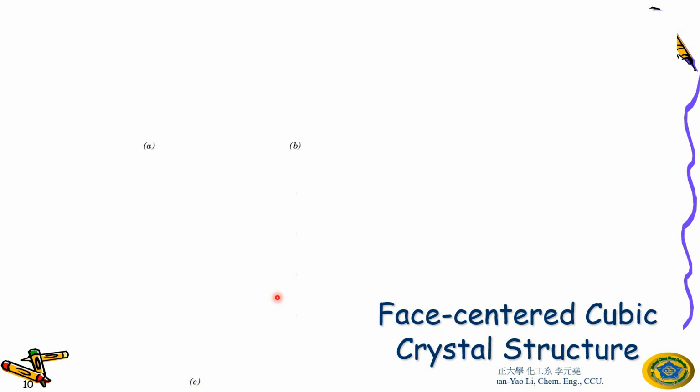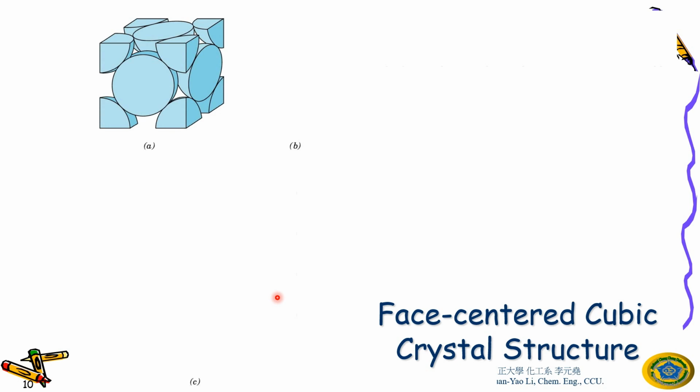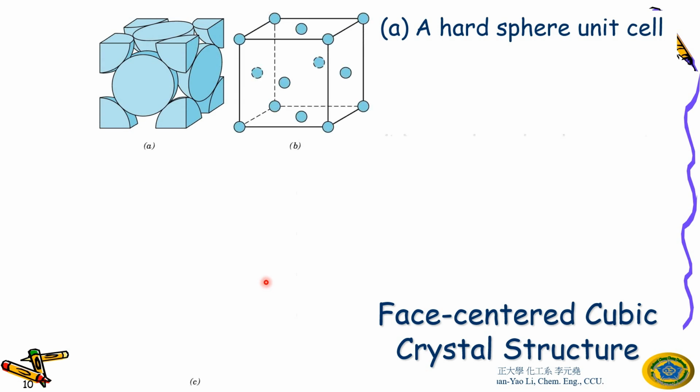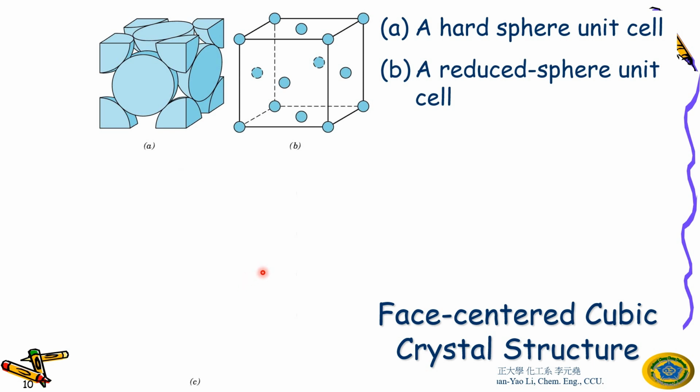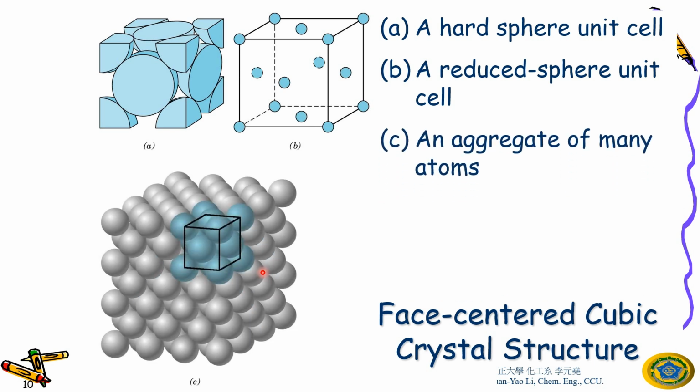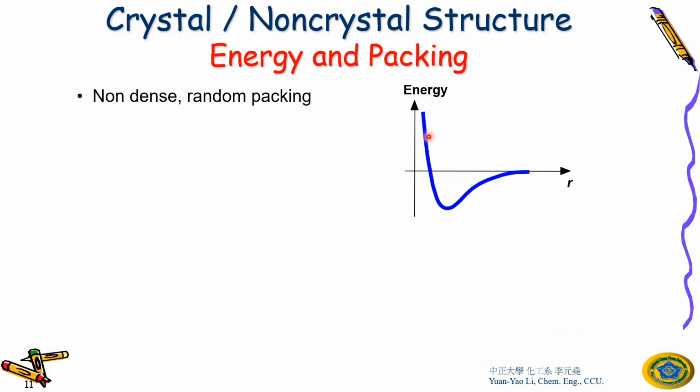Right. So one example to show you here: this is called the hard sphere model. This is a hard sphere unit cell, and this is a reduced sphere unit cell. If you put this unit cell together in three-dimensional direction, this is called an aggregate of many atoms by hard sphere unit cells. Of course, this is a face centered cubic crystal structure. We are going to introduce this very soon later.